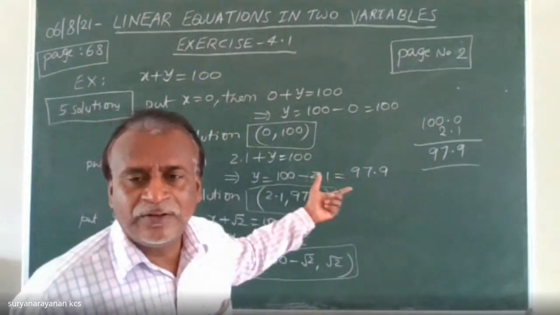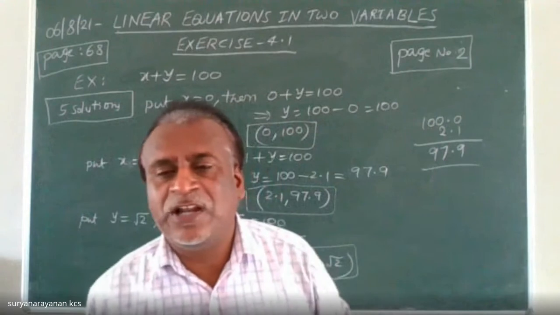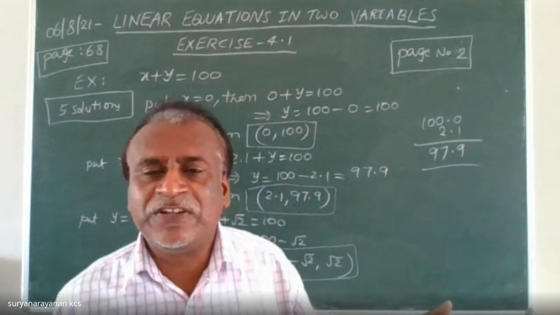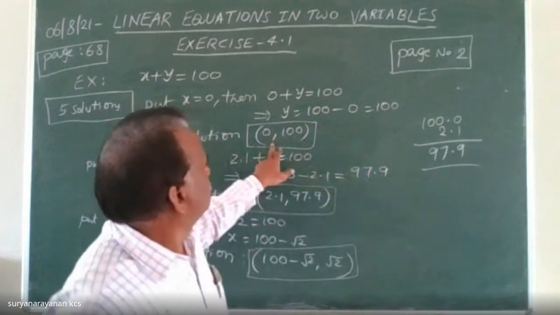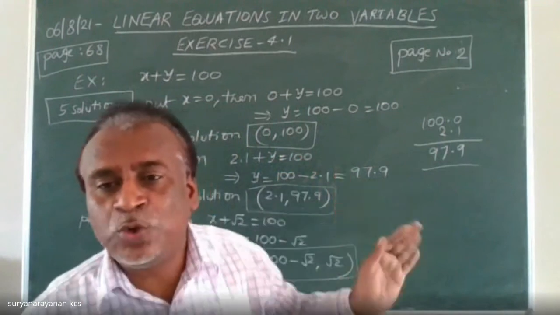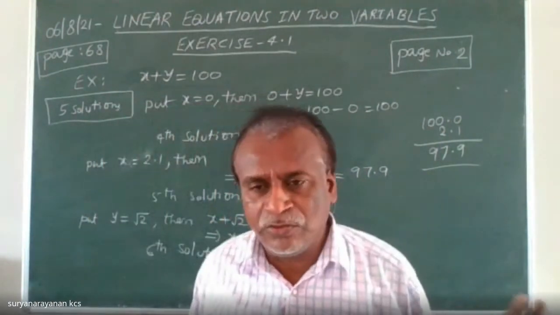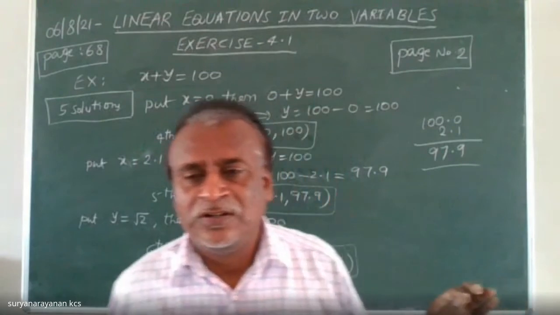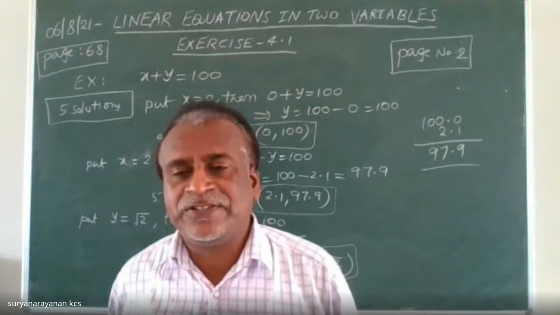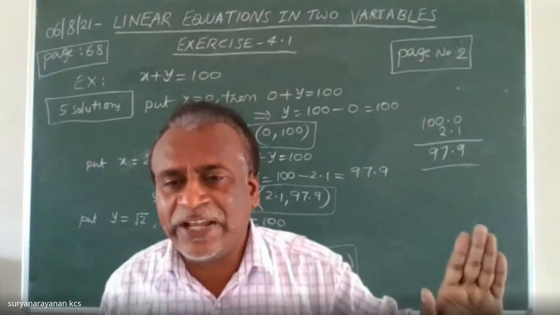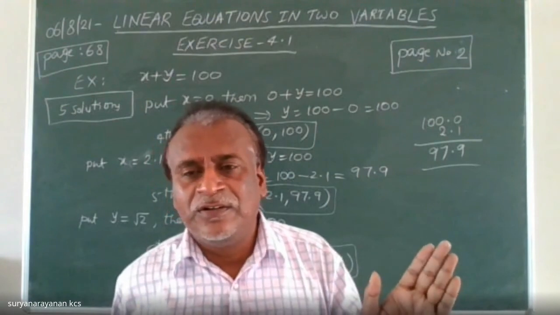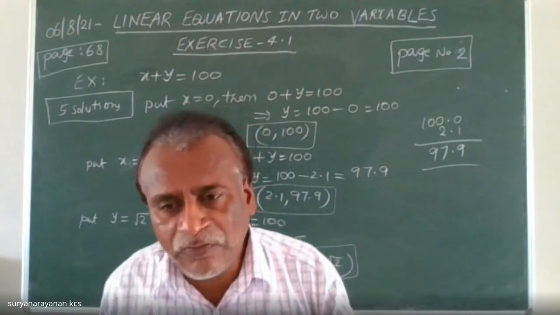In the ordered pair, again one more point is left. What does the first number denote? Value of x, not x, value of x. It does not denote x, Mahima. Value of x. First number does not denote x. Second number does not denote y. Value of x. Value of y.